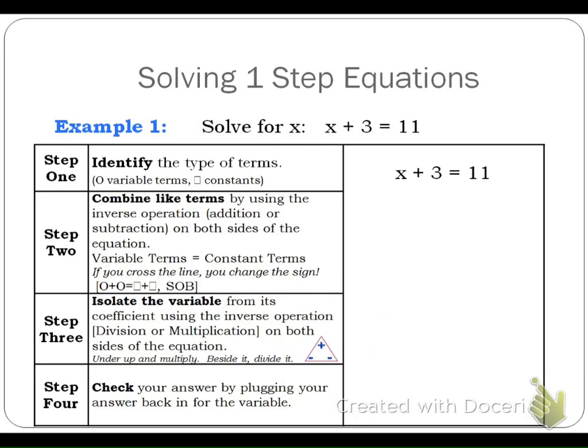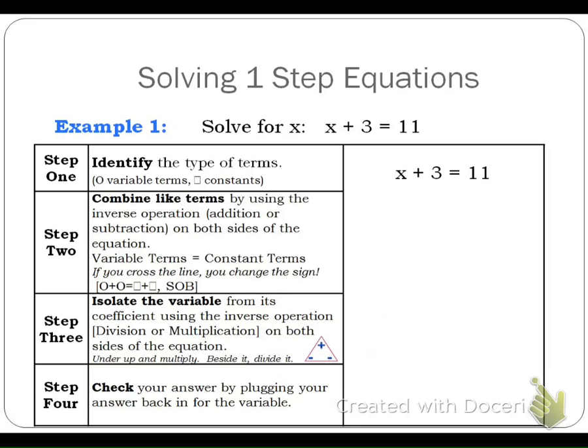Alright, let's practice a few of these before you do your guided practice. These types of equations that we are solving are called one-step equations. One step because you are either going to combine like terms or you're going to isolate a variable from its coefficient. When I say combine like terms, we're combining our constants.